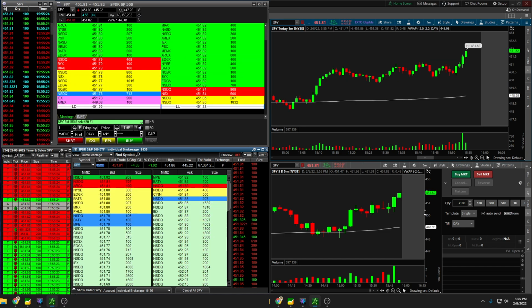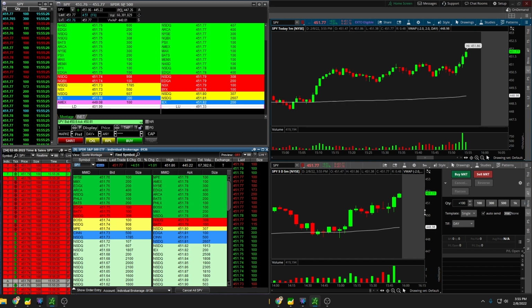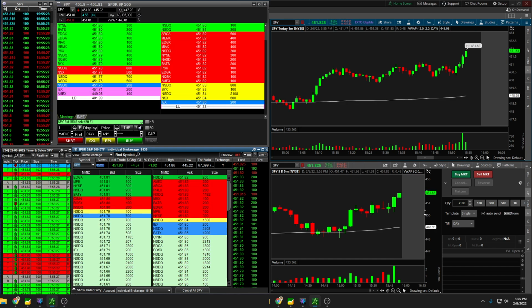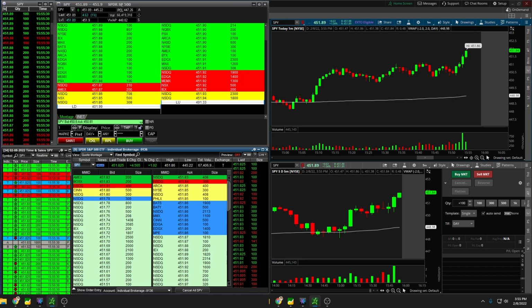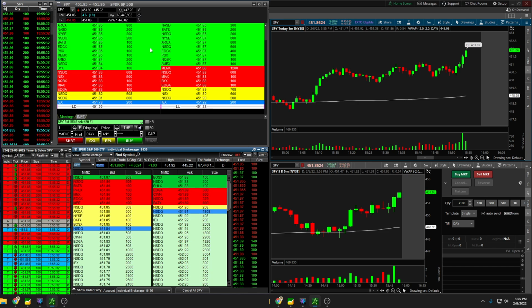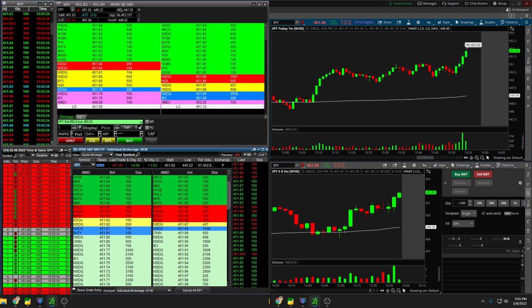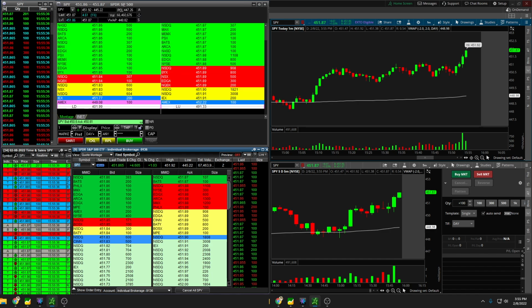The open, the close, and halt resumptions are the most volatile we'll ever see stocks. So look at how the DAS level 2 is just flying here. It's just flying, when we talk about those ask prices updating.